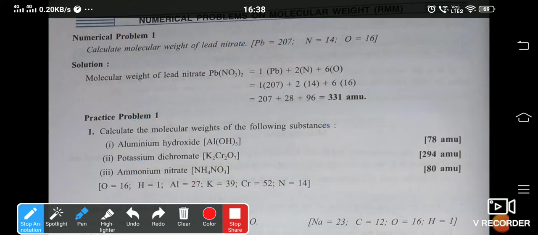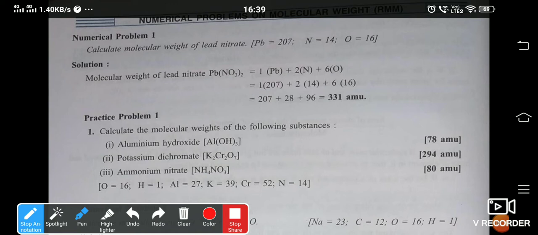Second question is potassium dichromate. Now this is a favorite compound because this chemical is used during Diwali in the crackers. It gives sparkles to the cracker. Its molecular formula is K2Cr2O7. This Cr2O7 is the dichromate group.